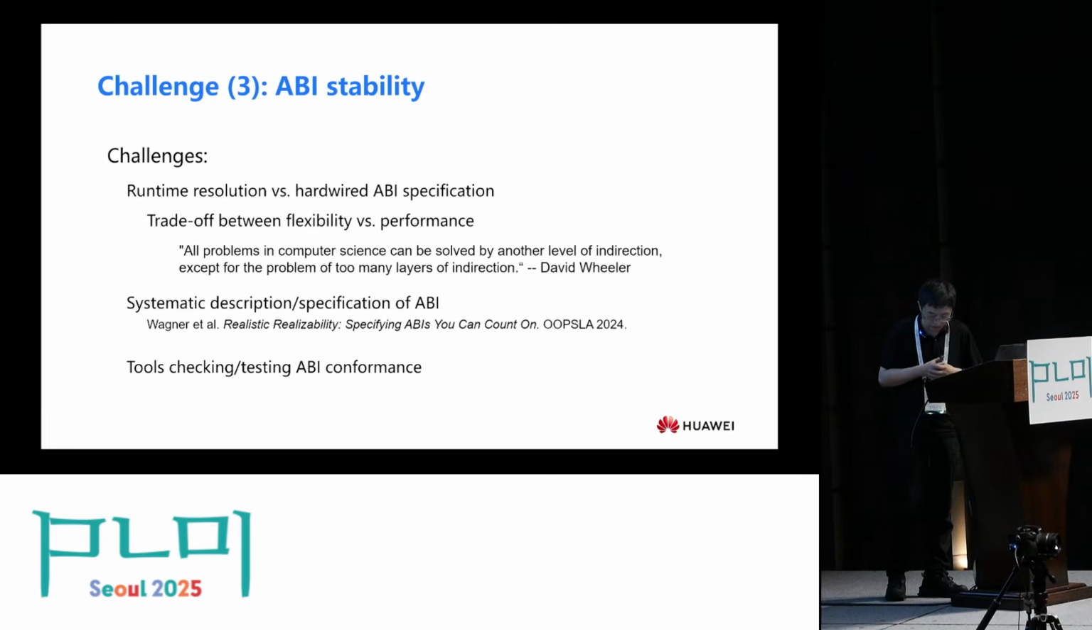Or we can introduce some runtime resolution. So this gives us flexibility, but this also affects performance. Another issue is that we have to handle lots of this tedious low-level details. It will be important to have some systematic approach to describe or specify this ABI. So it was nice to see some of this work along this line. And also, it's important to have tools to do checking or testing of ABI conformance. So these are some of the problems that we feel maybe deserve more attention from our research community.